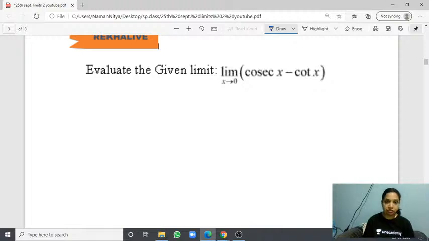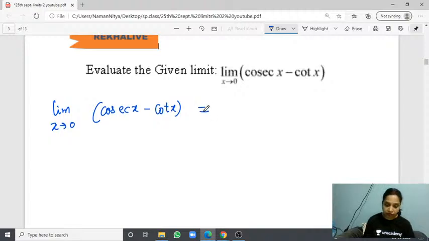So next question is limit x tends to 0 cosecant x minus cot x. So now just be careful while using the, yes. So you're telling me the answer is 1 for this particular one. Just check your answer, Karthik.